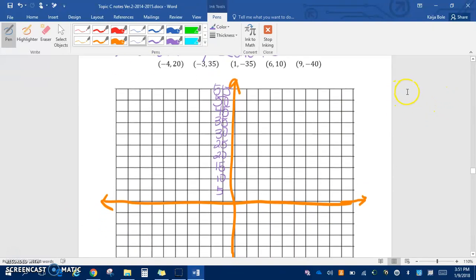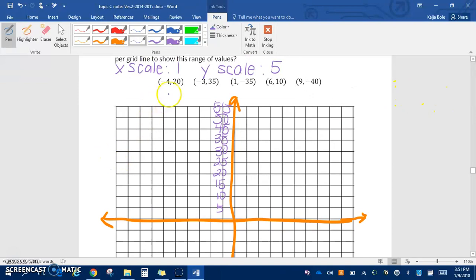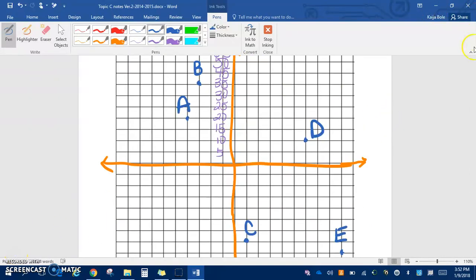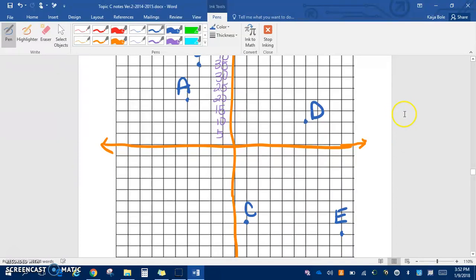So now we're going to plot these points, and I'm going to label them again: A, B, C, D, and E. So go ahead and put those points on the graph, and then you can unpause and check your answers. Alright, so this is what your graph should look like with points A, B, C, D, and E. So just really have to make sure that you're counting slowly and carefully so you get them on the right point.